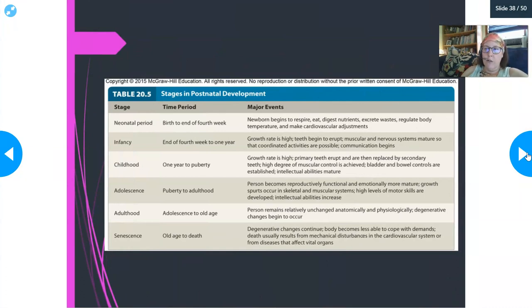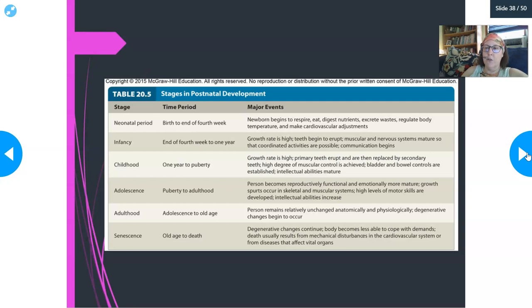Here's where I was talking about the different phases of development. We have the neonatal period, which is birth to the end of the fourth week, so the first month basically. And then we have infancy, from the end of the fourth week all the way to when they turn 1 year. Childhood is 1 year to puberty, although we do sometimes break childhood down into toddlerhood and preschool and all of that, but that's basically childhood. Puberty, of course, is when the hormones start kicking in. And then adolescence is from puberty to adulthood.